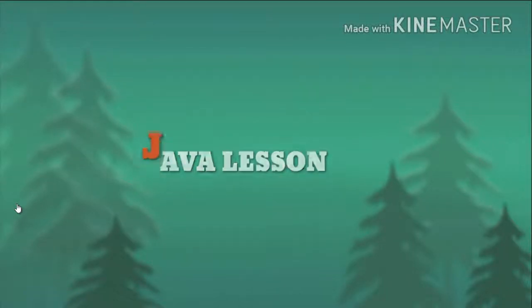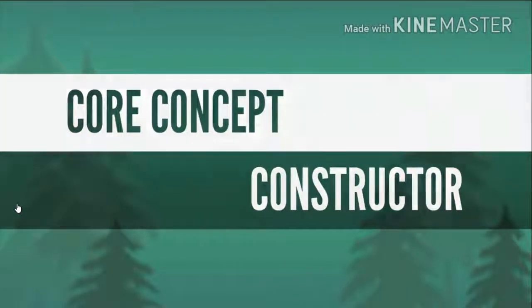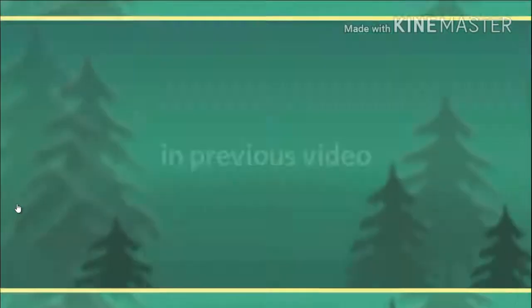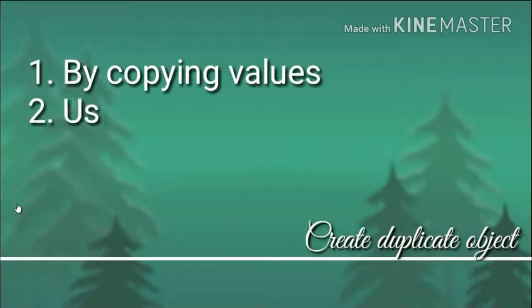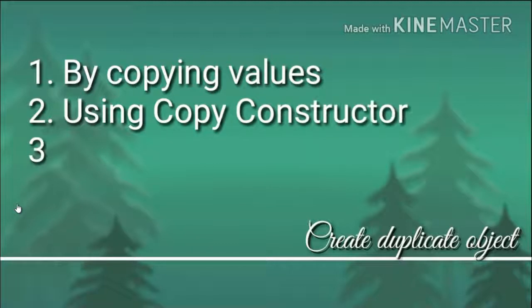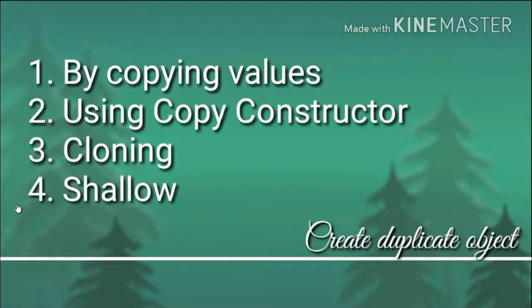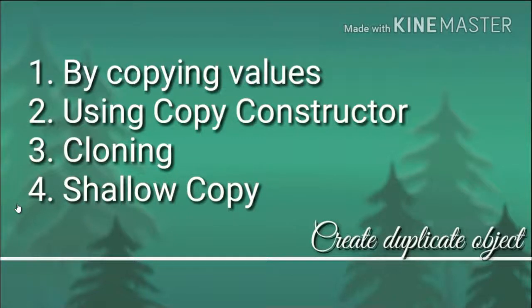Welcome back to the Java lesson. In the previous video section, I have already talked about two different ways of creating a duplicate object. Number one is by copying values, and the second one is using a copy constructor. In this video section, I will talk about the other two: cloning and shallow copy.